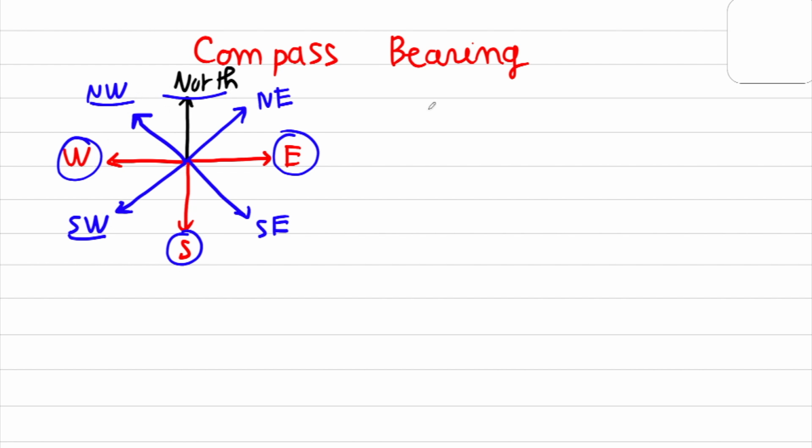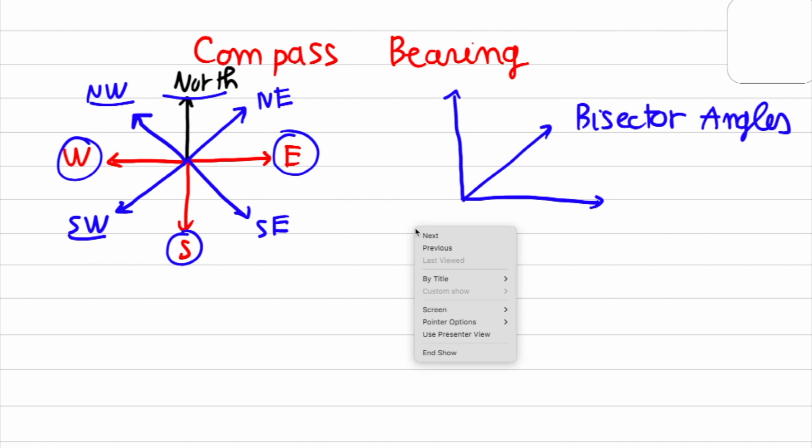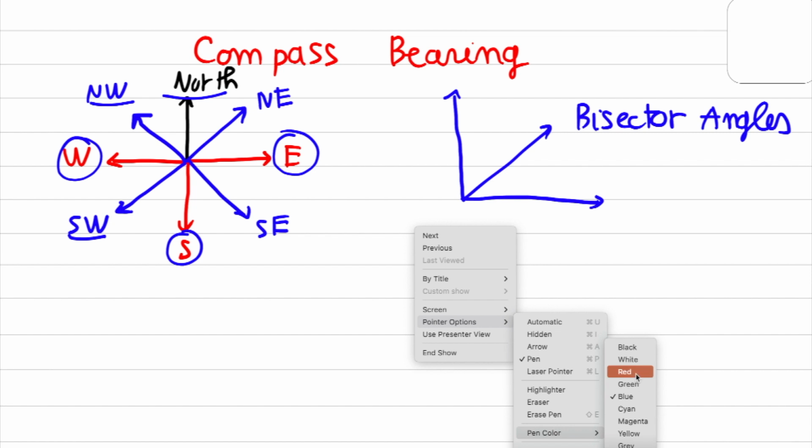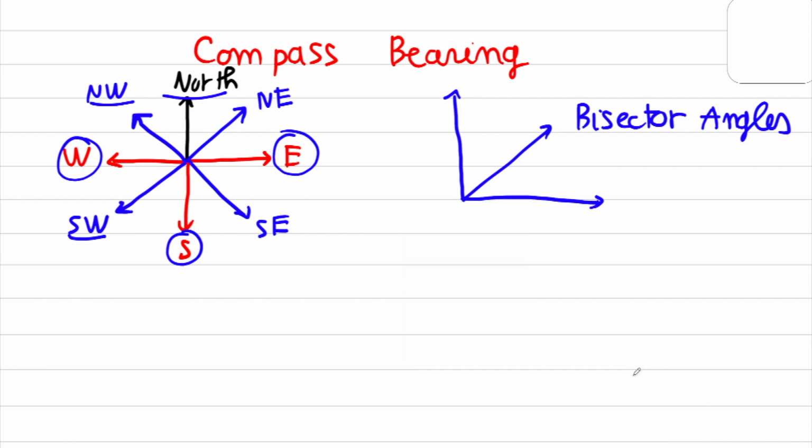So what does the middle direction mean? This one we call the bisector angle. What does bisector angle mean? A bisector angle divides that angle into two equal parts. You will have this angle and this angle equal to each other. The total of these two angles equals 90 degrees, and this one equals this one. That's why this one is 45 degrees and this one is also 45 degrees.